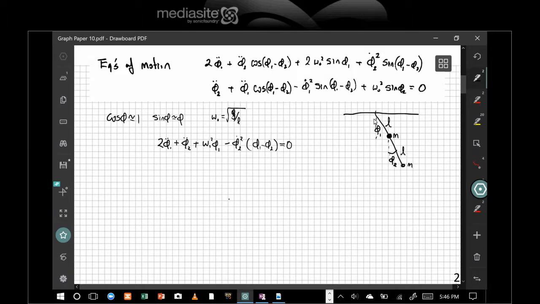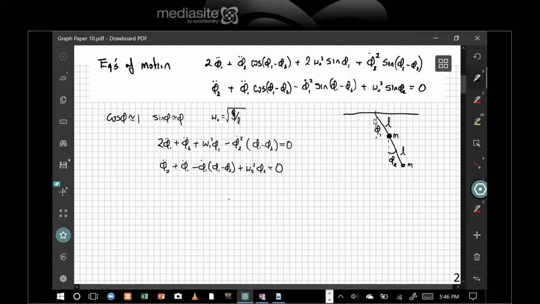And then the second equation, using the small angle approximations, comes from the top equation of motion, and it looks like this: phi2 double dot plus phi1 double dot, minus phi1 dot times the difference phi1 minus phi2, again from the small angle approximation, plus omega naught squared phi2 equals 0.